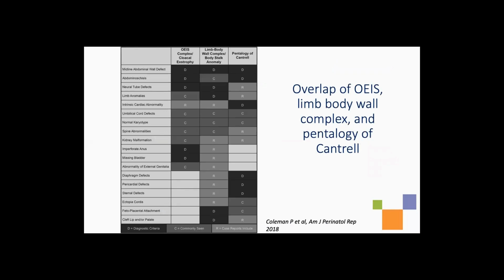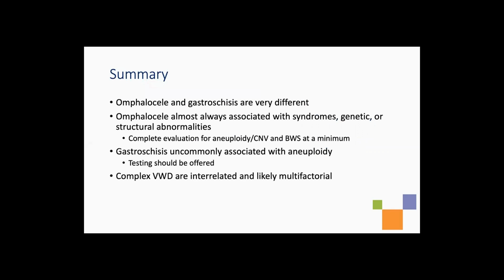And this is a graph from a paper discussing the overlap of these complex anomalies. D here stands for diagnostic criteria. C are things that are commonly seen, and the R are rarer, seen only in case reports. Basically, the point is that many of the diagnostic criteria overlap these three different disorders, as do many of the other features that are commonly seen. So I think, at the end of the day, there are associations in the development of these disorders that clearly overlap, and there is much still to be learned about how these conditions are caused.